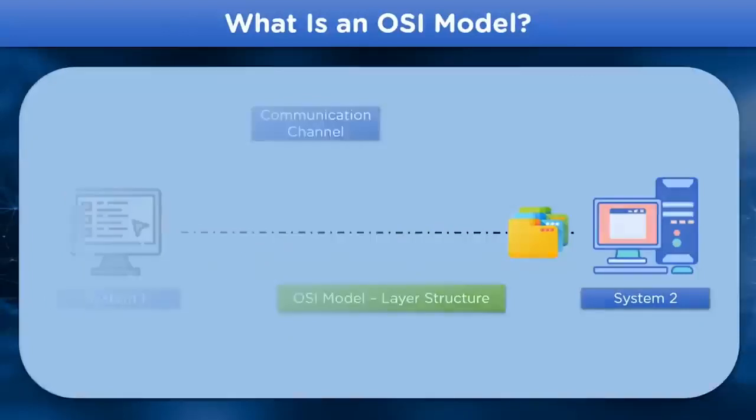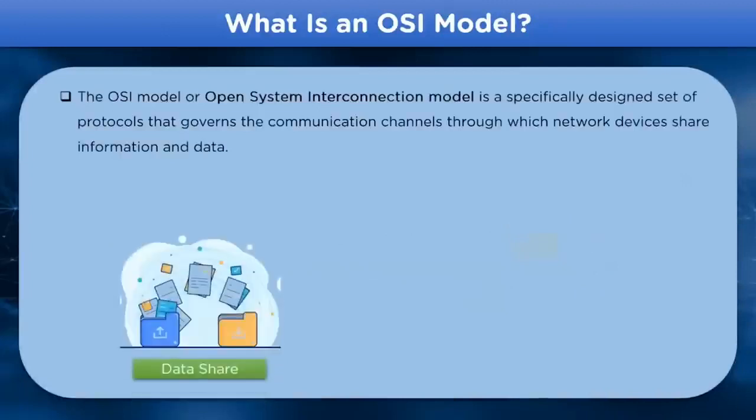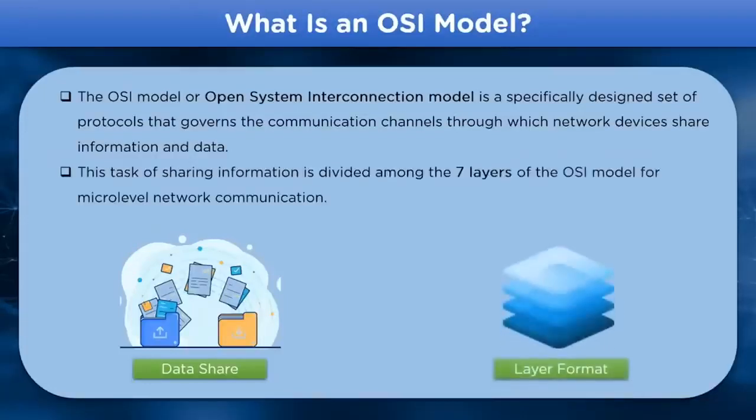Let's take a look at the definition of the OSI model. The OSI model stands for Open System Interconnection Model, a specifically designed set of protocols and standards that governs the modeling and conversion of the data for proper transmission over the network channels. The OSI model is based on a layer structure, where it consists of 7 different layers, and each layer has a different set of protocols that are to be applied on the data during the transmission over the network channel.